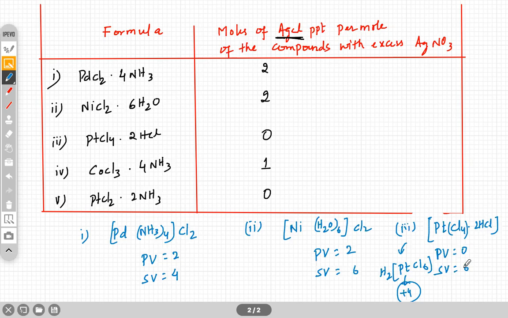Sir, but the primary valency isn't dependent on the number. Oh, okay. Sorry. Oh, sir, I actually made a mistake. Sorry.